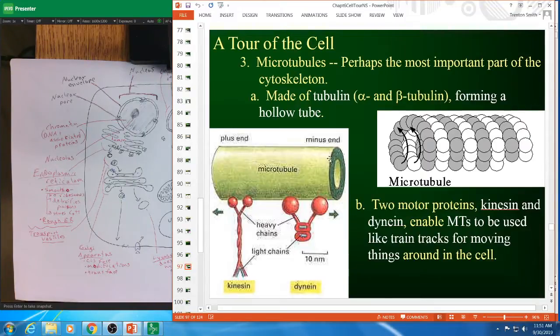This picture is so lame. It's really pixelated. I don't know what happened here.